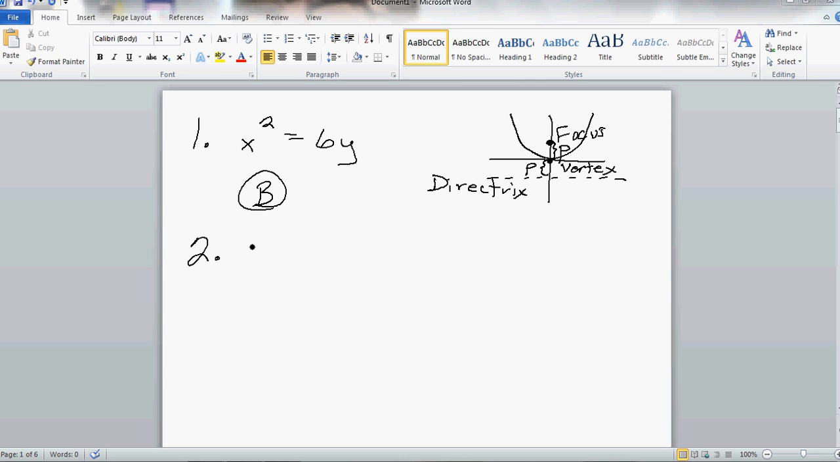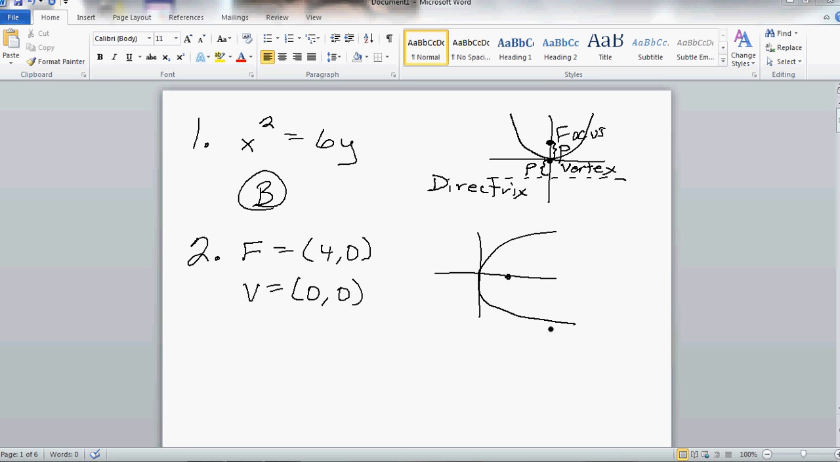So now for number 2, we're told the focus is at 4, 0, and the vertex is at 0, 0. If we would just draw a very rough sketch, that means the focus is here, and the parabola wraps around the focus. And so we get this information. But the question is, what is the equation of the parabola? Well, first of all, since it's going this way, we know it's y squared.